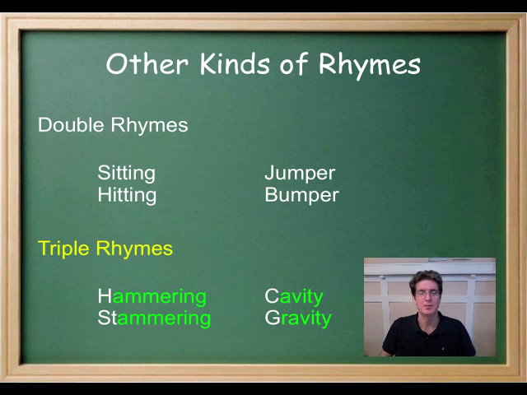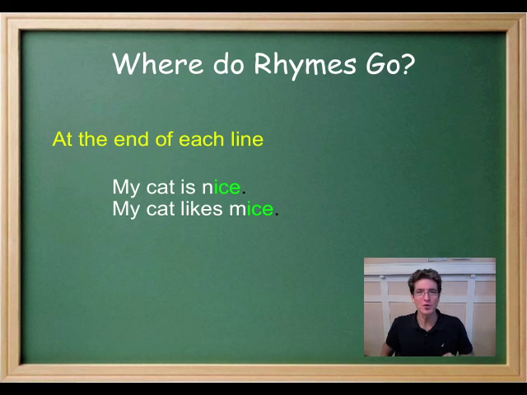Now let's talk for just a minute about where the rhymes go in the poems. In order for poems to rhyme, the rhymes typically need to go at the ends of each line, or maybe even at the ends of other lines, but the rhymes need to go at the ends of the lines. So here's an example. I rhymed the words nice and mice by putting them at the ends of two lines, and I said, my cat is nice, my cat likes mice. You see what I've done is I've put my two rhyming words at the ends of each line.